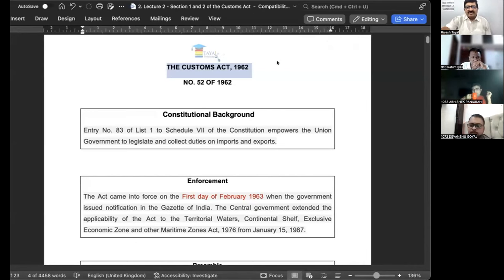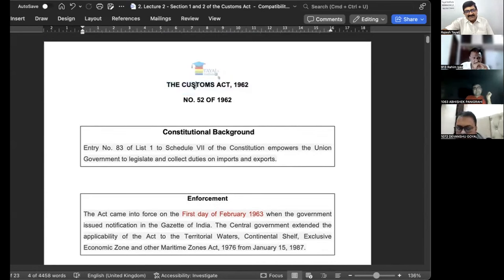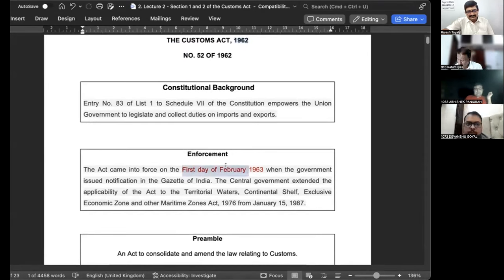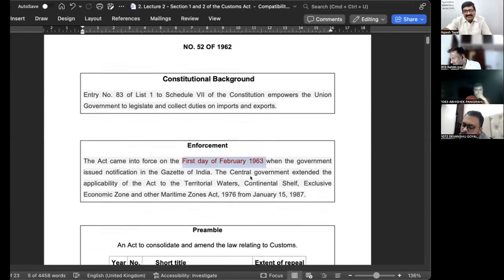Okay. Now, from which date is this act effective? Here we are writing Customs Act 1962. But from which date is it effective? 1st February 1963. In the year 1962, it was introduced in the parliament, and after completion of the entire process of lower house, upper house, president's signature, the date of implementation was notified, and it came to the 1st day of February 1963. So that is the date of applicability.